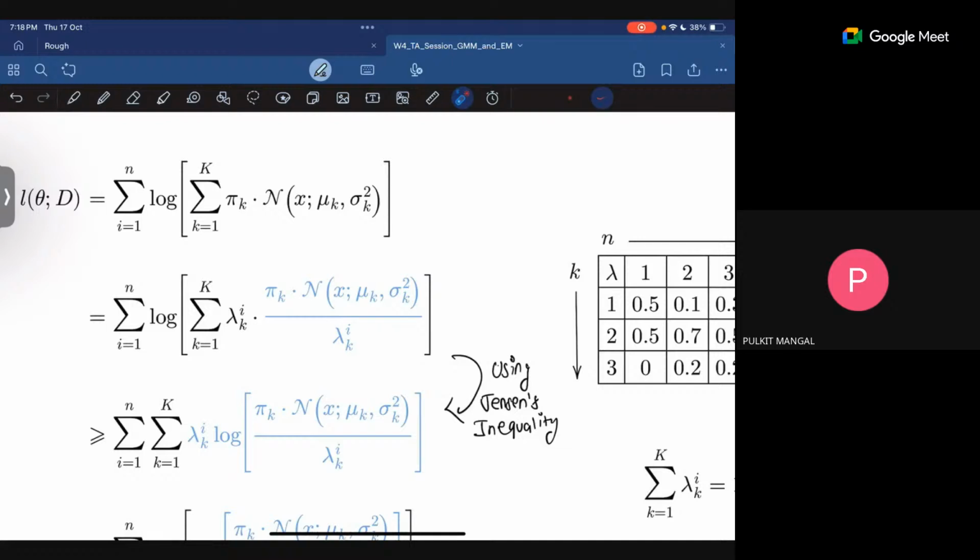Does this form look familiar? We are multiplying the probability with the random variable value, and we are summing them up for all data points. Does this form look similar? Just give me one minute.